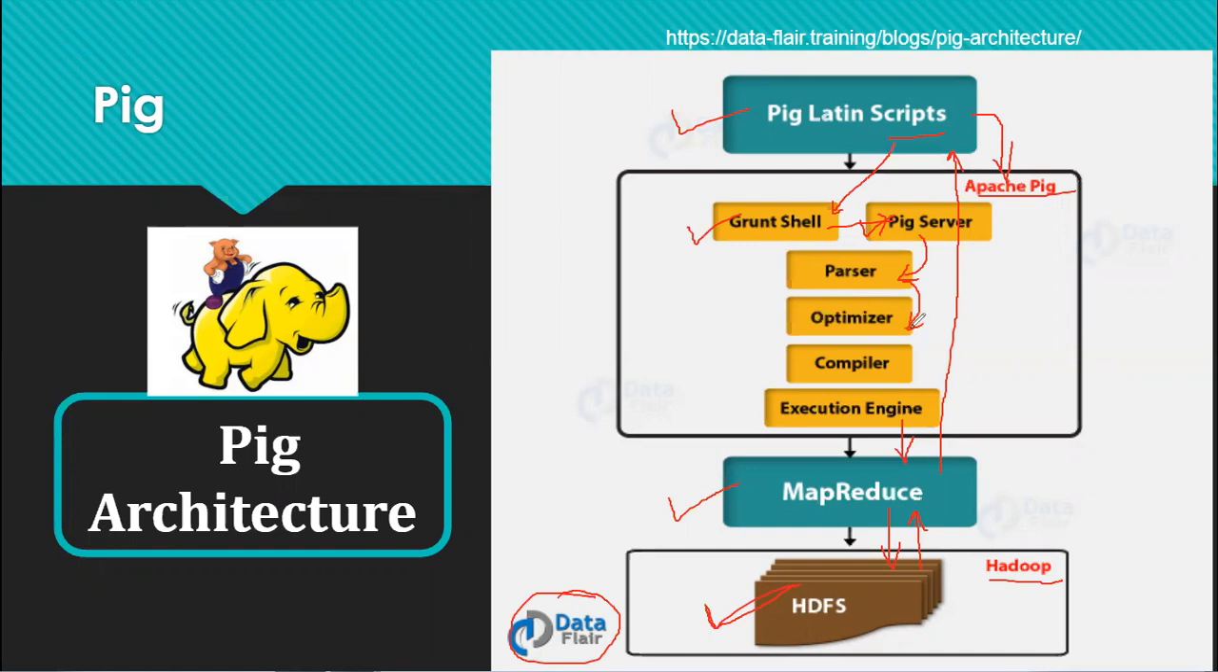After the optimizer, that script is given to the compiler where it actually compiles, and after compilation it is given to the execution engine where your code gets executed. So this is a very simple architecture of Pig. I hope you understood this architecture.